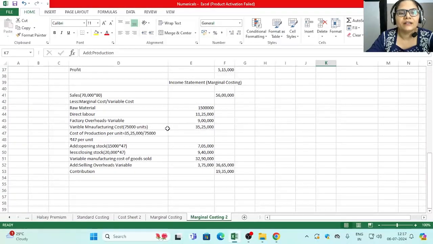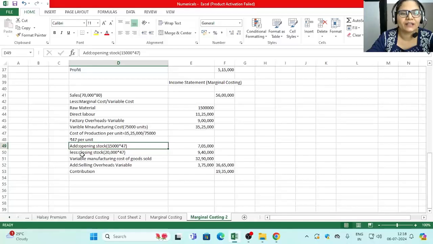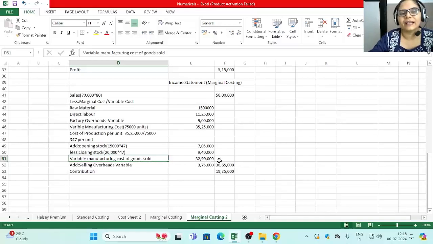And finally, to get the cost per unit, we will divide 35 lakh 25,000 by 75,000, and cost of production per unit is equal to rupees 47 per unit. In this, we will add opening stock 15,000 into 47, 7 lakh 5,000. Then we will deduct closing stock of 20,000 units at the rate of rupees 47 per unit, which will come out to be 9 lakh 40,000. After all these adjustments, we will get the variable manufacturing cost of goods sold, that is 32 lakh 90,000.